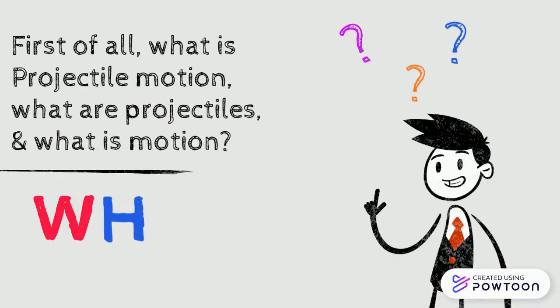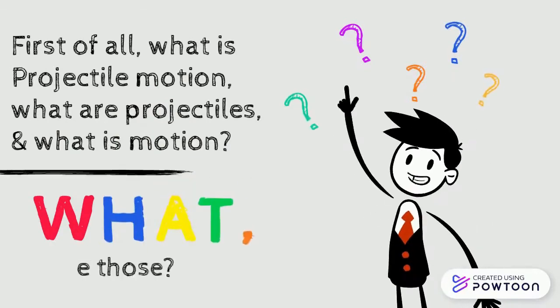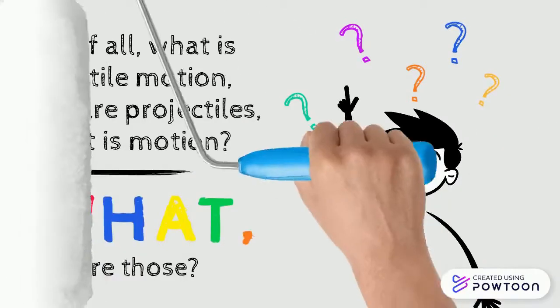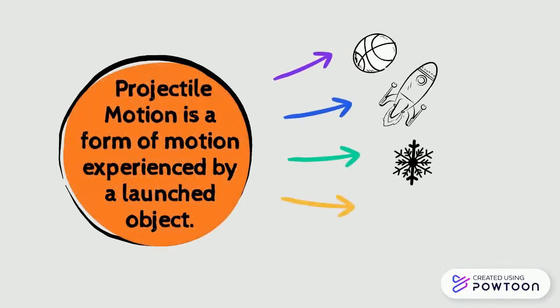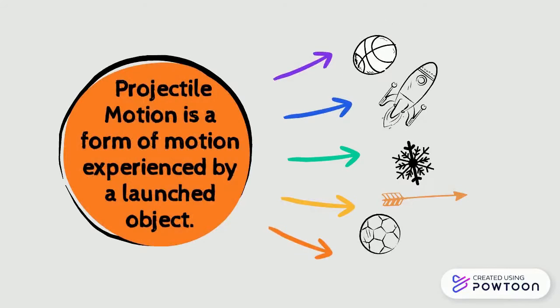First of all, what is projectile motion? What are projectiles and what is motion? Projectile motion is a form of motion experienced by a launched object.